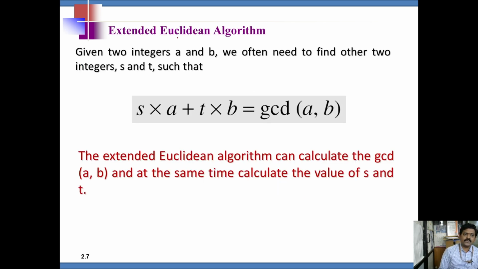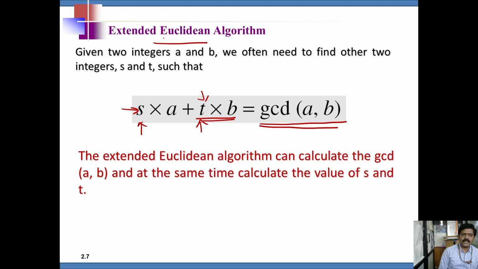What is extended Euclid algorithm? Extended Euclid algorithm extends the Euclid algorithm by not just finding GCD. In addition, it also finds two more variables. These variables are called S and T. So we find these variables S and T satisfying the equation S into A plus T into B results in GCD of A comma B.